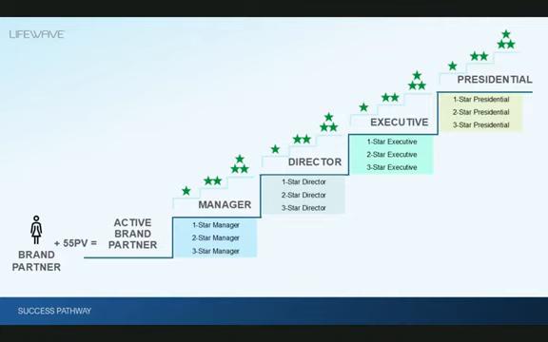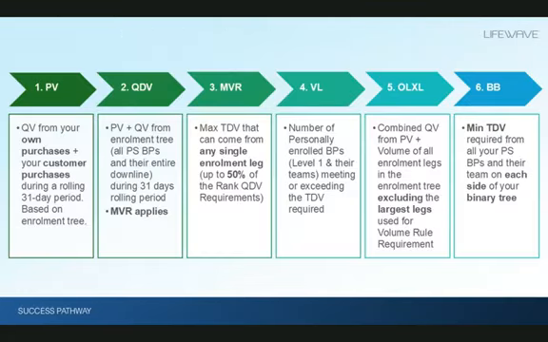And within each of these groups, there are 3 ranks: 1-star, 2-star, and 3-star. To achieve each of these ranks, there are up to 6 requirements that you need to achieve. The ranks and requirements have been carefully planned and designed to ensure that you are building a sustainable and rewarding business that will be your legacy. The 6 requirements are PV, personal volume; QDV, qualified downline volume; MVR, max volume rule; VL, volume legs; OLXL, outside largest legs; and BB, binary balance.